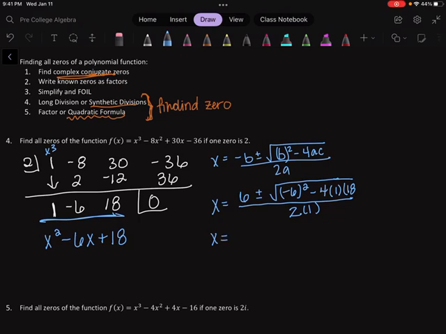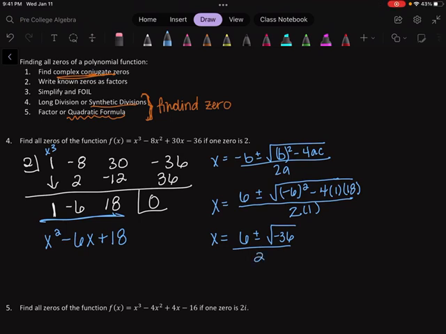So x is equal to, all that stuff under the radical, put in your calculator. Parentheses -6, parentheses squared, minus 4 times, really don't have to do the 1, times 18. It's -36. So I have 6 plus or minus the square root of -36 all over 2.